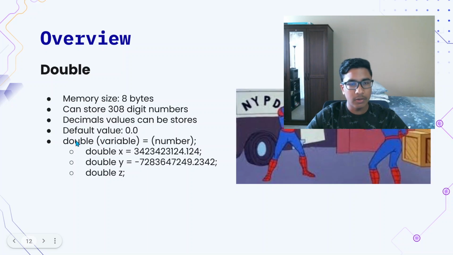You do double, the name, and then a number. For example, double x, you could assign a decimal number to each one of them, and z will be assigned to 0.0.